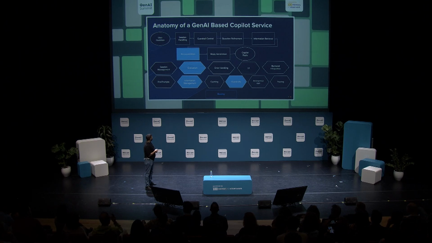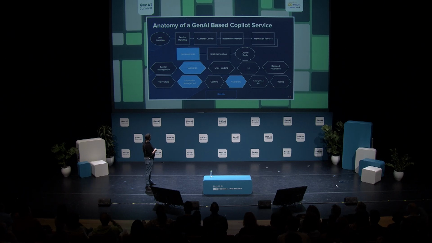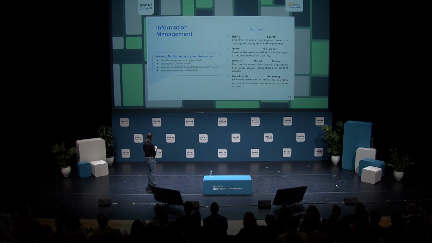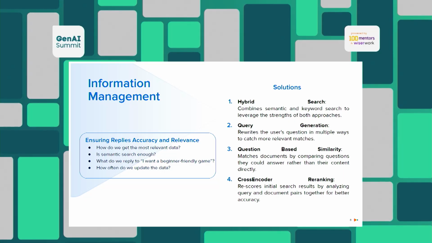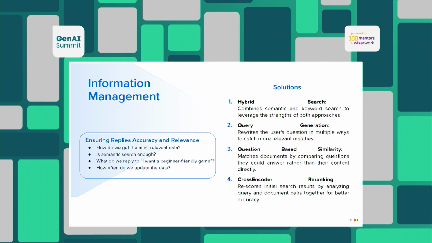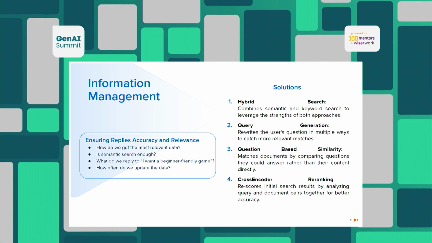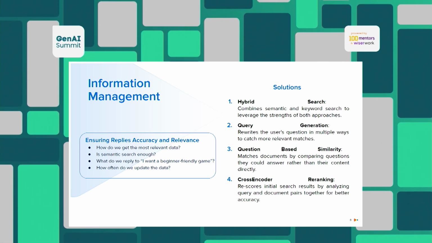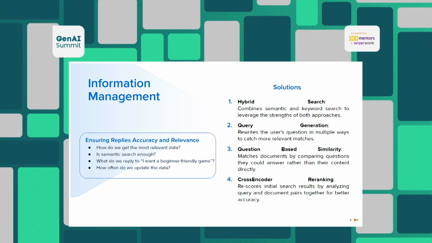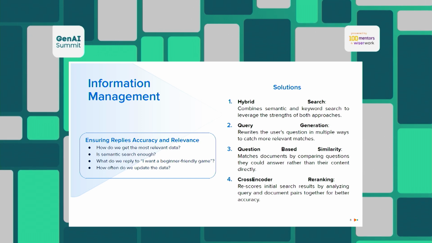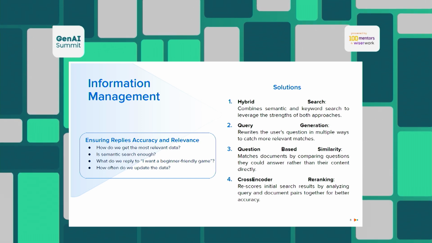As you can see, it's much more complicated, and I don't have the time here to go through everything, so I'll focus on personalization, evaluation, information management, and guardrails, which I think are important. So we'll start with information management. What we are interested in here is how we can get accurate and relevant replies to our customers. And the best way to do that is to get the most relevant data. But how do we get it?